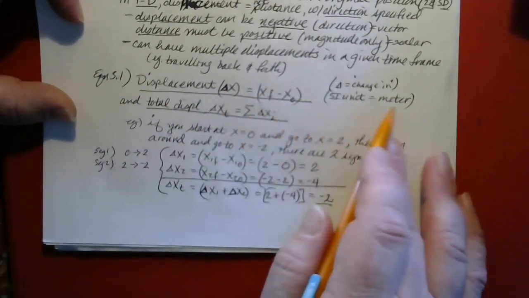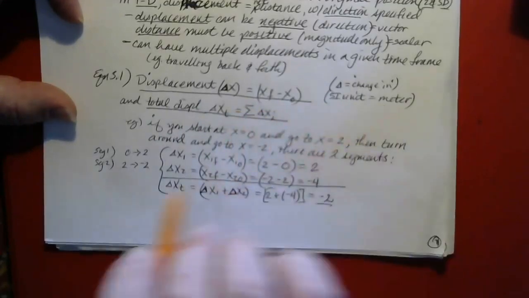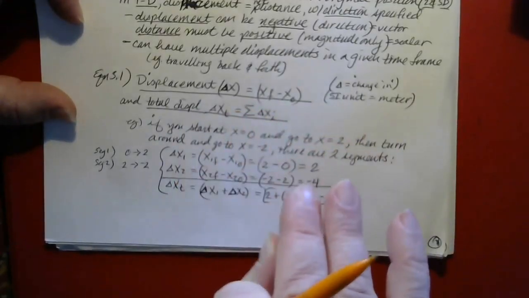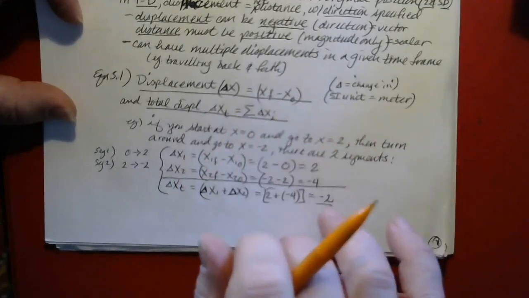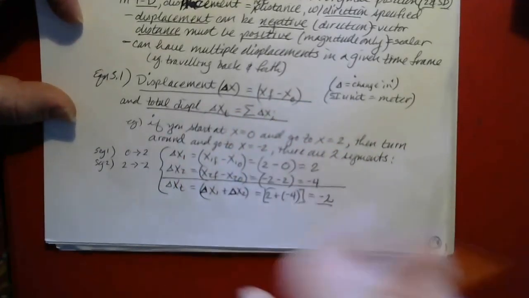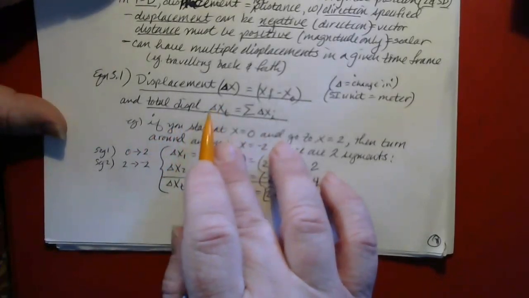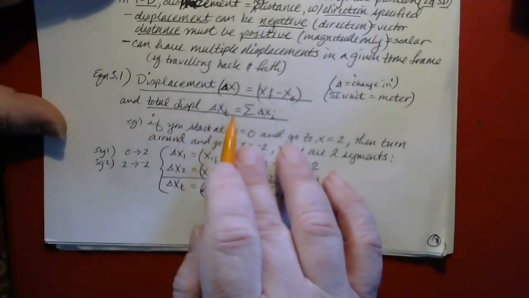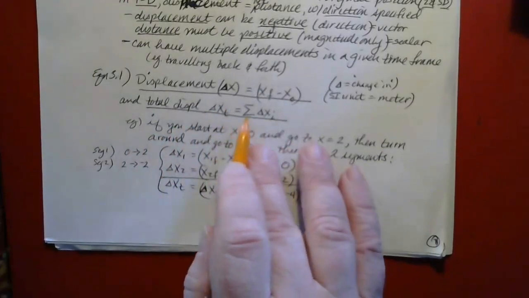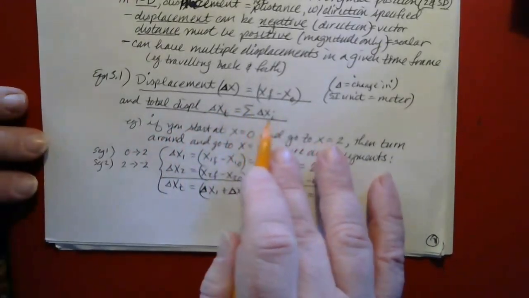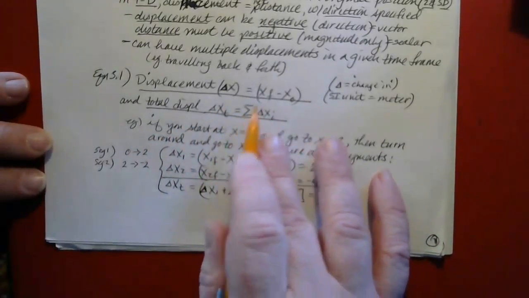And the SI unit for displacement would be meters. But any unit of distance can be used. So it could be centimeters, or it could be inches, or feet, or miles, or whatever. The total displacement will be delta x total, T for total, and that is just the summation of all of the individual displacements, which is what this means.